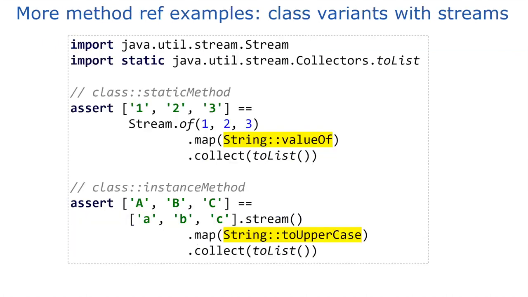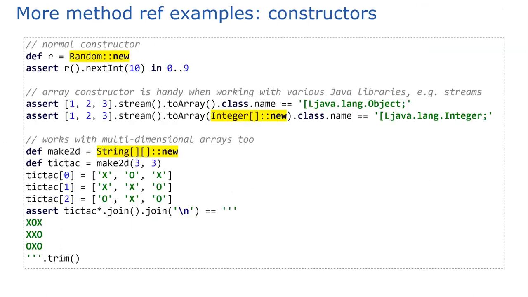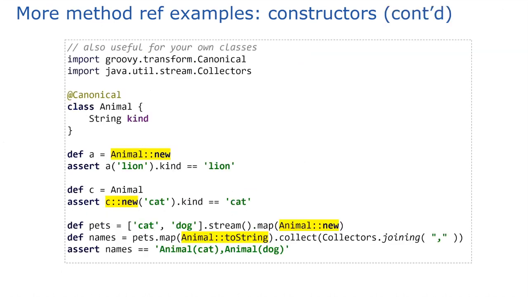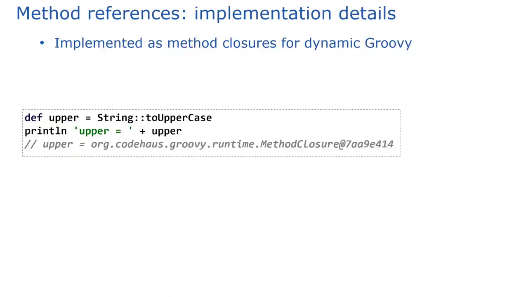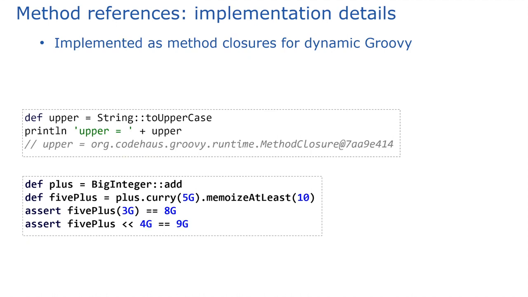Here are some examples of that, using it with streams. You can use it with constructors, including multi-dimensional arrays. You can do it with your own classes and their constructors. And now the bit I want to talk about very briefly is that the double colon is implemented as method references, like the dot ampersand that we saw before for normal dynamic Groovy.